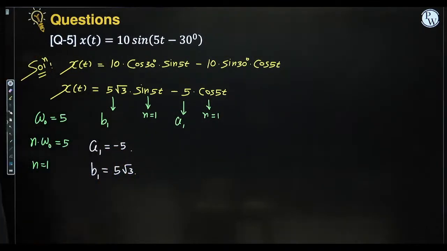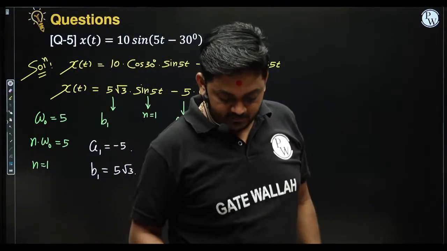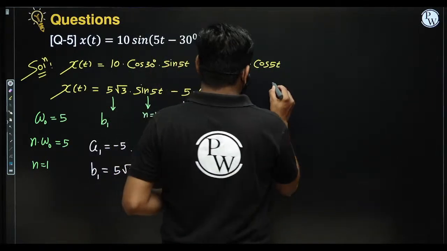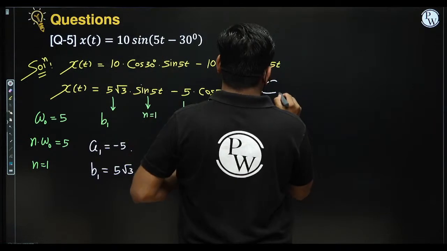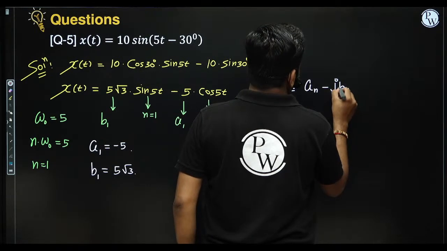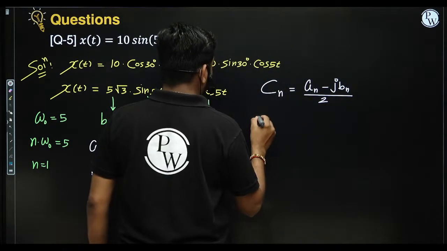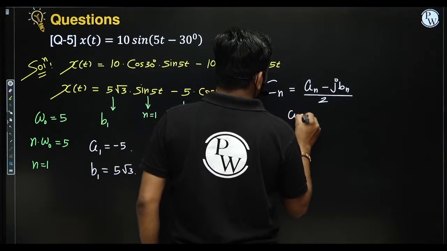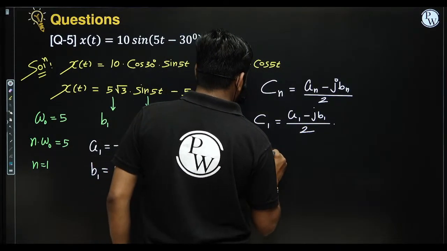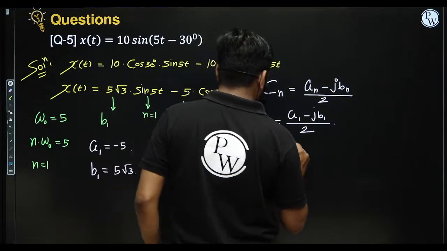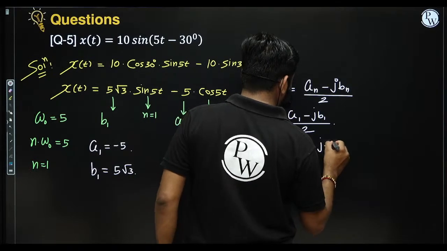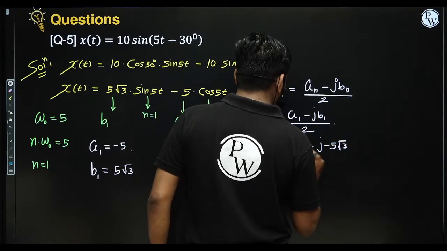Now suppose someone is asking to find the exponential Fourier series coefficient. So the corresponding exponential Fourier series coefficient Cn is equal to, what is Cn? Cn is equal to An minus jBn divided by 2, guys. So C1 is equal to A1 minus jB1 divided by 2. What is A1? It is minus 5. What is B1? It is 5 root 3, guys, divided by 2.